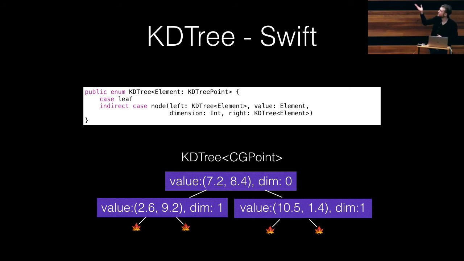Yeah, this is the same thing we just saw. Tree of 3 values. These are three two-dimensional points.